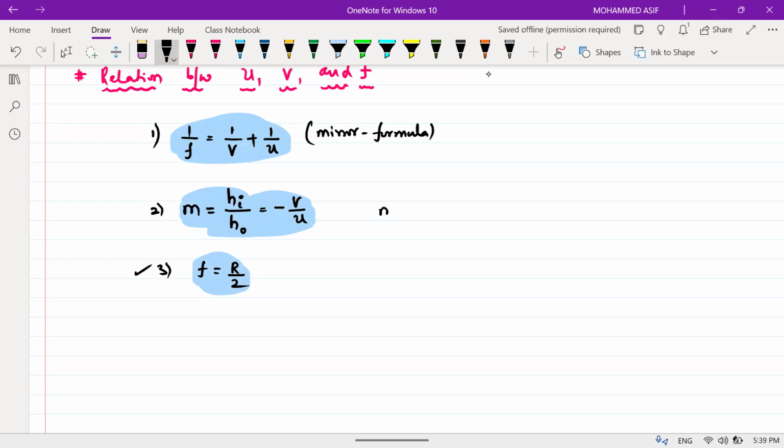Okay. Magnification is equals to size of image divided by size of object. Okay, so that is your magnification form. M is equals to size of image divided by size of your object. Clear?